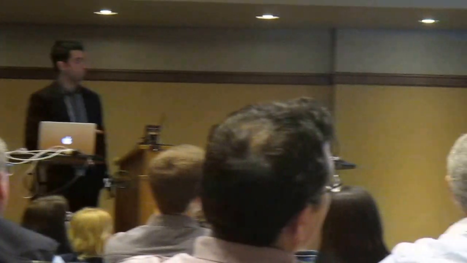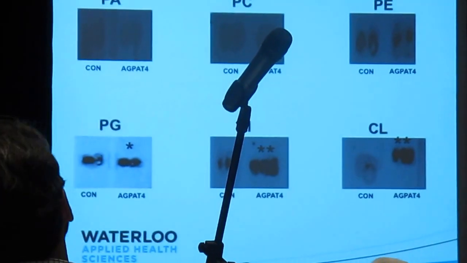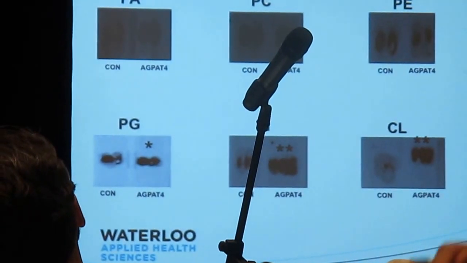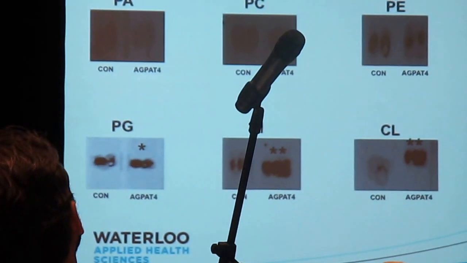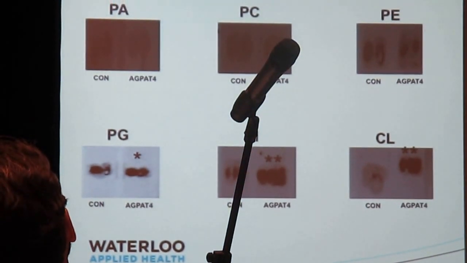So this is the amount of phospholipid produced, and the different species, in the AGPAT4 group as compared to the control. When we look at phosphatidic acid, we see that there's no real change of PA made in the AGPAT4 group as compared to the control. So AGPAT4 isn't functioning as an AGPAT. We see that similarly with phosphatidylcholine and phosphatidylethanolamine. We also tested lysophosphatidylserine, but it wasn't enough to see on the film.